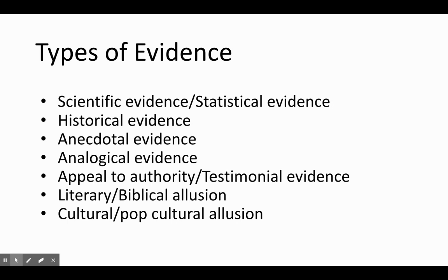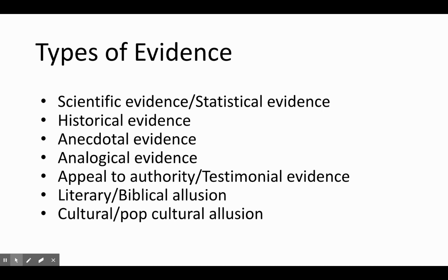Now, scientific evidence is an umbrella category that includes statistical evidence. So if you refer to that as scientific evidence, it's not wrong, even if it uses numbers. That's why they're both on the same slide. But if you refer to something that just refers to a study as statistical evidence, that's wrong. Okay? All right, next one, historical evidence.